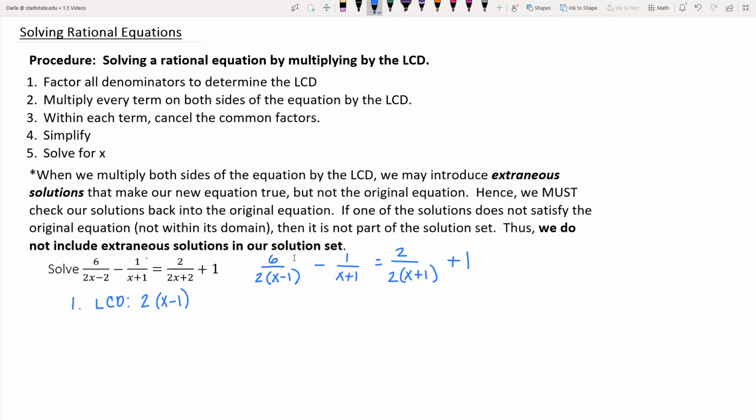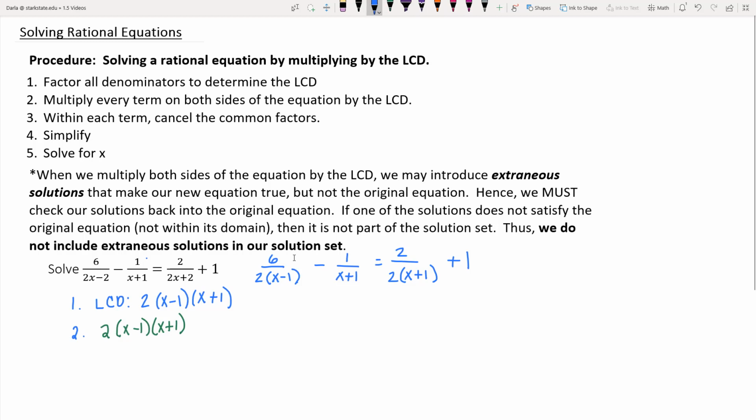For the second rational expression, we need a factor of x plus 1, which we don't have yet, so we have to include that. And then for the third rational expression, we need a 2, which we already have, and an x plus 1, which we already have. And so that completes what our LCD would be. Then in our next step, we're going to multiply each rational expression by that LCD. So my LCD is 2 times x minus 1 times x plus 1.